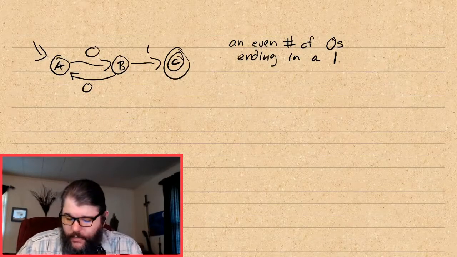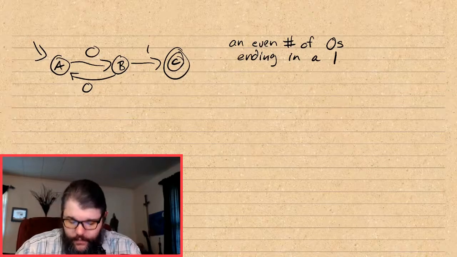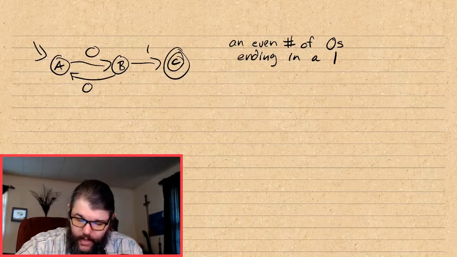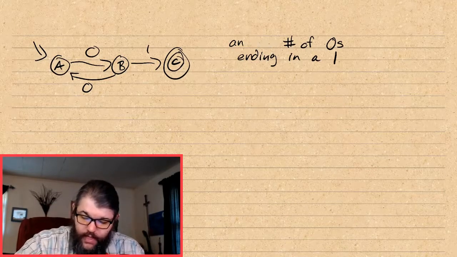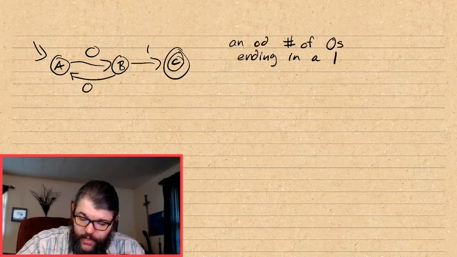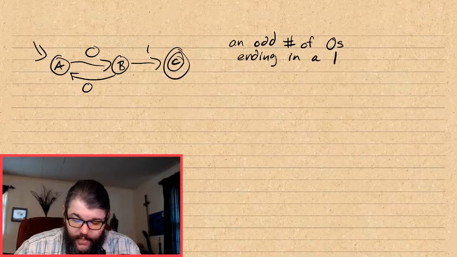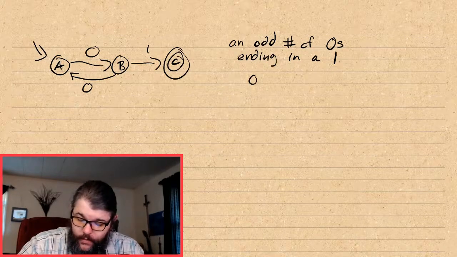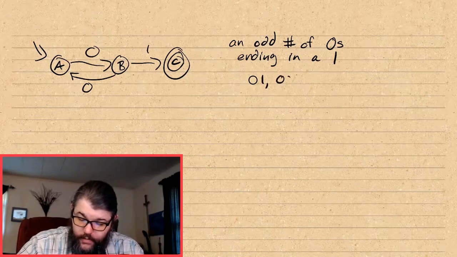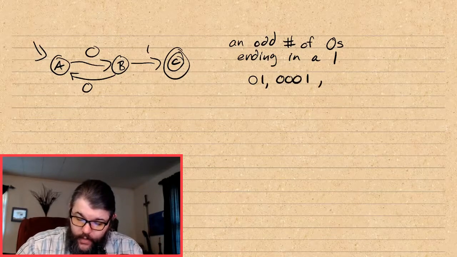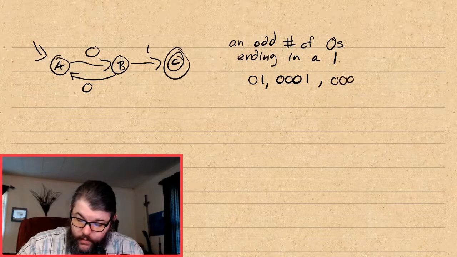So this finite automata is an even number of zeros. Actually, wait, it's an odd number of zeros ending in a 1. So any string that is an odd number of zeros that ends in a 1 matches this language. So we could have something like 0, 1. Well, look at that. 0, 1. We could have 0, 0, 0, 1. We could have 0, 0, 0, 0, 0, 1.